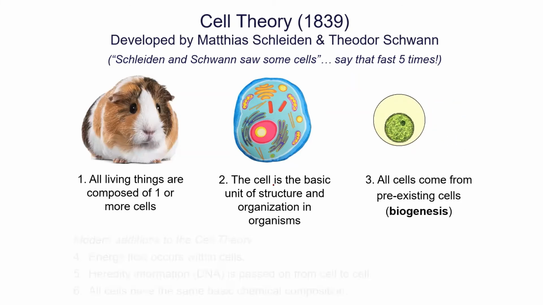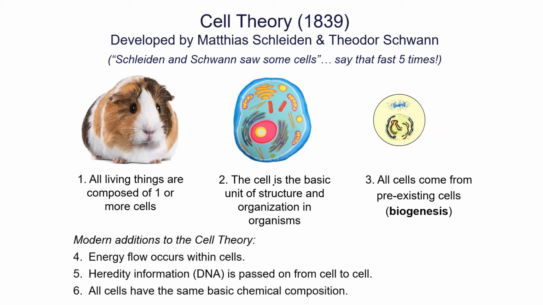Nowadays, people might add a few things to the cell theory, modern additions, that all cells have hereditary information in the form of DNA, that cells are involved in energy metabolism, and that cells are made of basically the same things. We've got proteins, carbohydrates, nucleic acids, and so on. And we're going to talk about this next day.